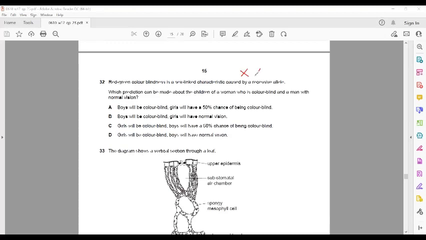So look at this. If it is sex-linked, the recessive allele should be on the X chromosome, isn't it? This is the female. It has two X's. So in order for the female to be colorblind, both of the X's should have this allele. It means that both X's are having this kind of allele. Otherwise, if it's on one X, then that would be the problem. Okay. Now, how about the male?